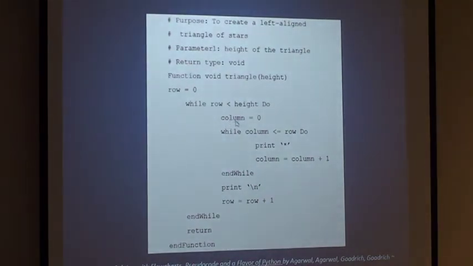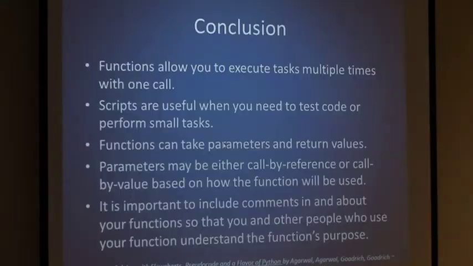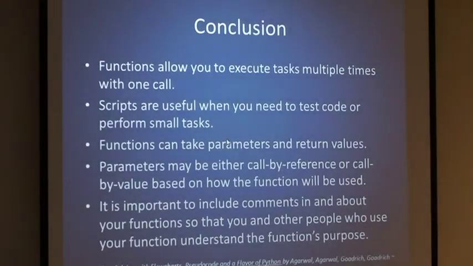And finally, this prints a triangle of stars. Remember the stars we had in an earlier chapter, and this is a new line. So you type in the height, or give it the height. Suppose the height is 4. You print 1 star in the first row, 2 stars in the next one, and so on, up to 4 stars in the last row. Conclusion. You can read that yourself.